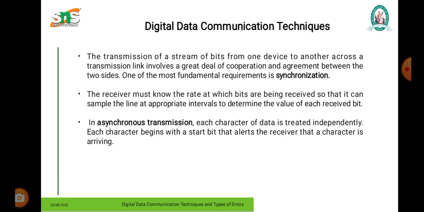Basically, a stream of bits is transmitted from one device to another across a transmission link, and it involves a great deal of cooperation and agreement between the two sides. One of the most fundamental requirements is synchronization. In this process, the receiver must know the rate at which bits are being received so that it can sample the line at appropriate intervals to determine the value of each received bit. And in asynchronous transmission, each character of data is treated independently, and each character begins with a start bit that alerts the receiver that a character is arriving.